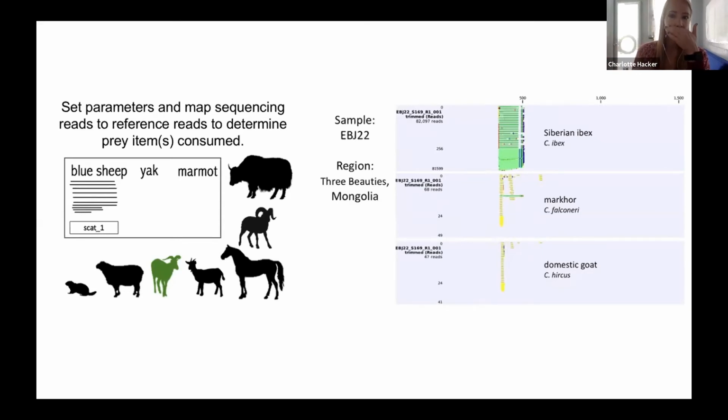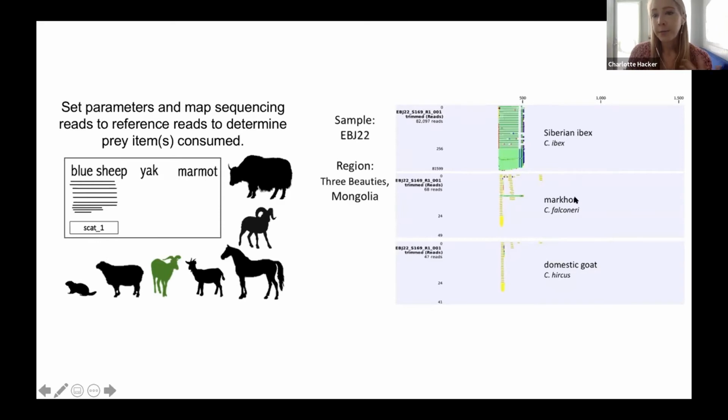And what read mapping actually looks like, to give you an example, this is a sample from Mongolia, EBJ22. And in this particular case, what I tell it to do is, all right, map all my reads to my reference sequence that I've already built. This is where you really save time in the end by doing your reference file up front. So then you're not having to do each individual consensus sequence into something like NCBI. And so, for example, we have all of that bright green coloring that's indicative of more quality read mapping to our actual reference sequences. And then the number of reads also matters. So in this case, we had 82,097 reads that mapped to my reference sequence for Siberian ibex.